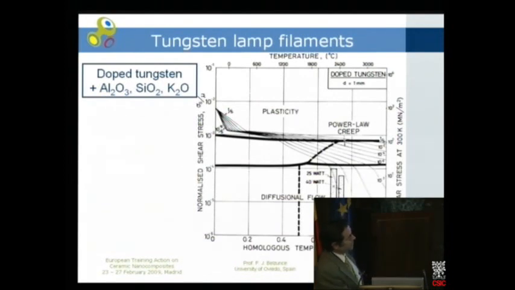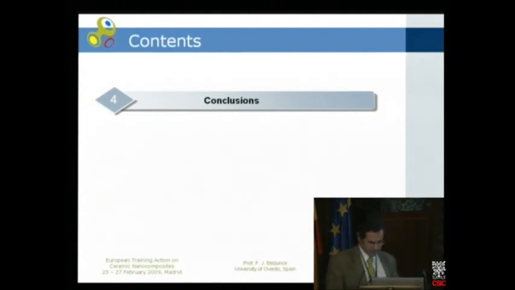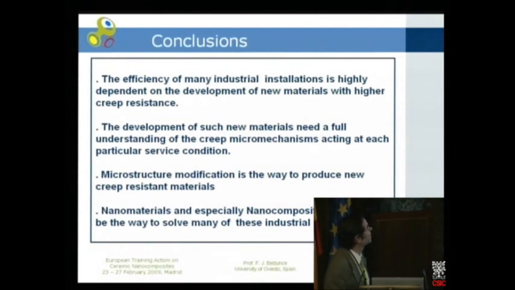These are similar conditions to those I have shown you before, and you can see that now all these conditions are clearly below 10 minus 9. So all this material can be used to make this filament, and this lamp will last more than 1,000 hours. So, as the time is over, let's go to the conclusions.